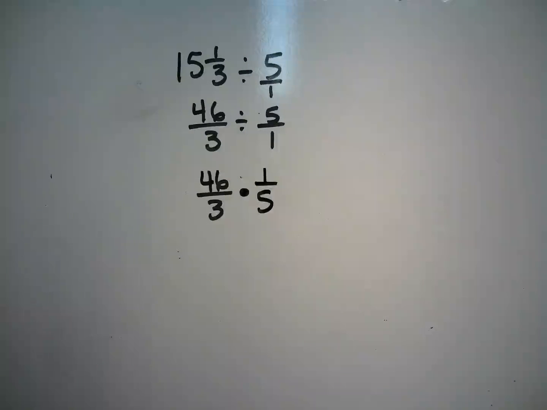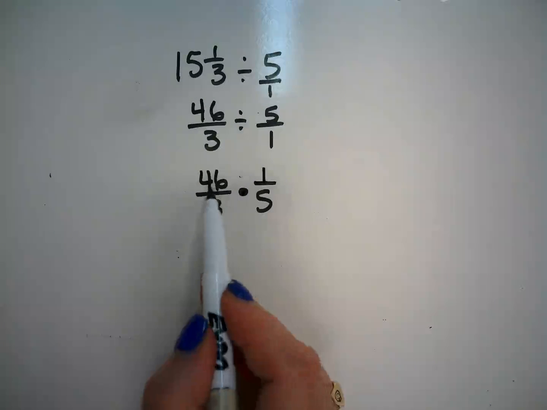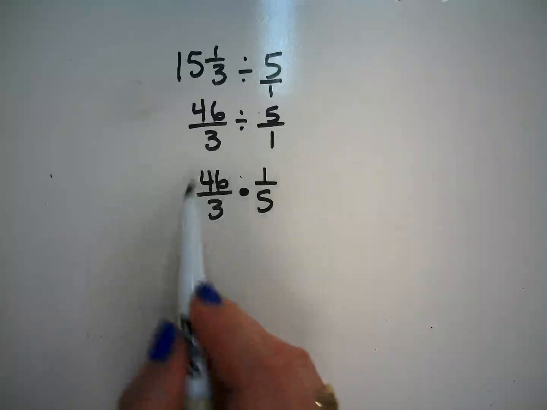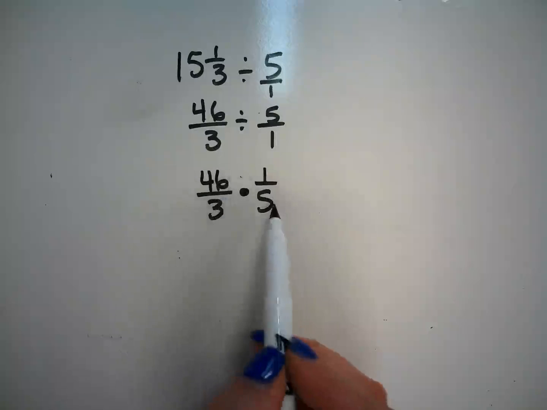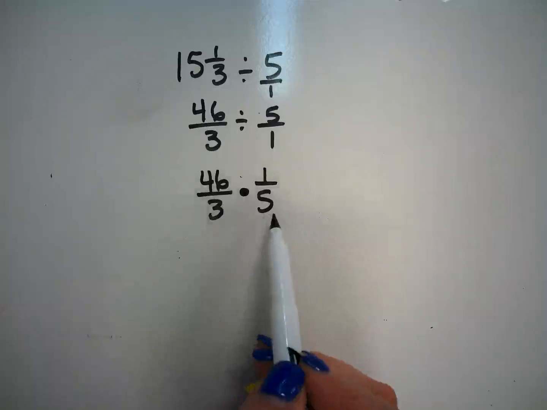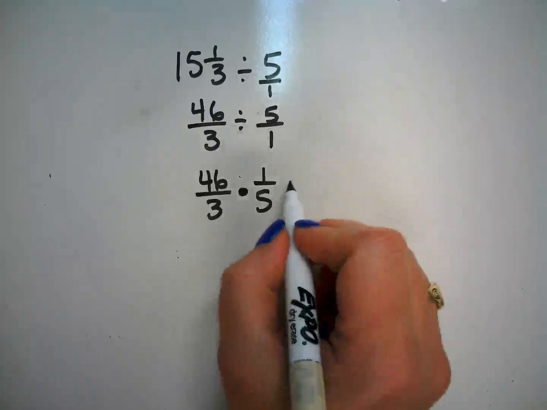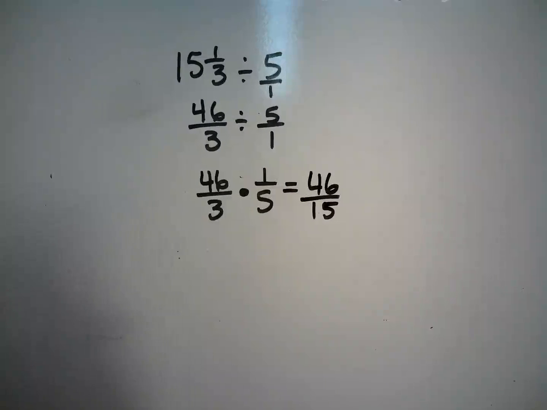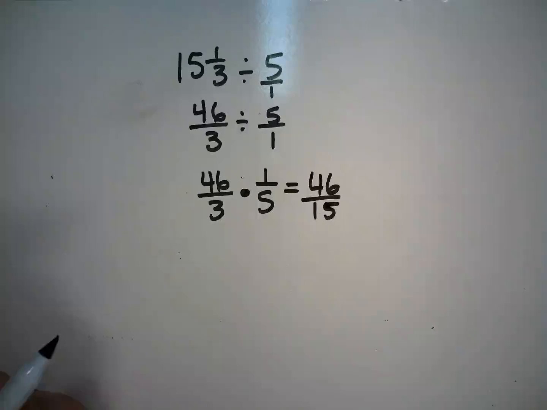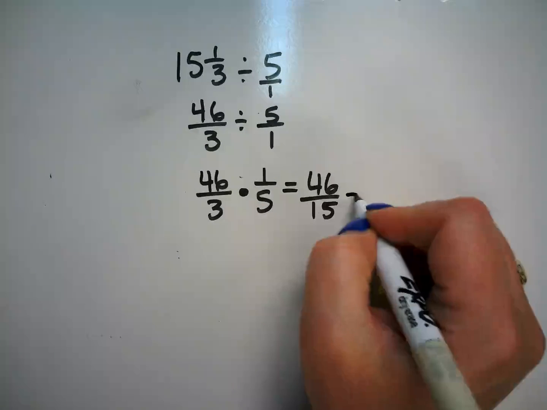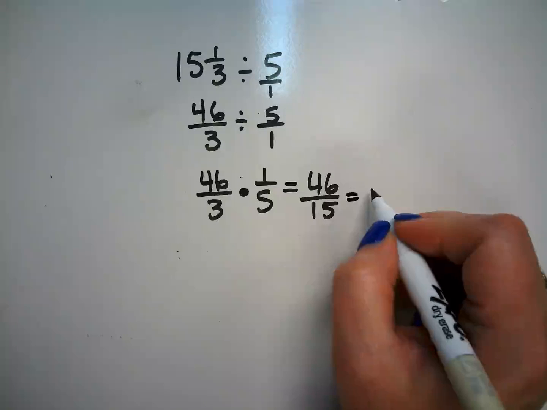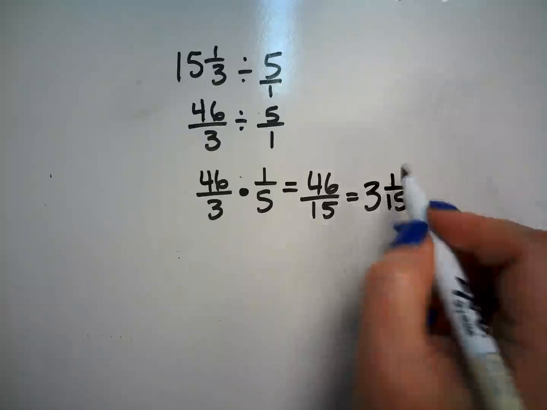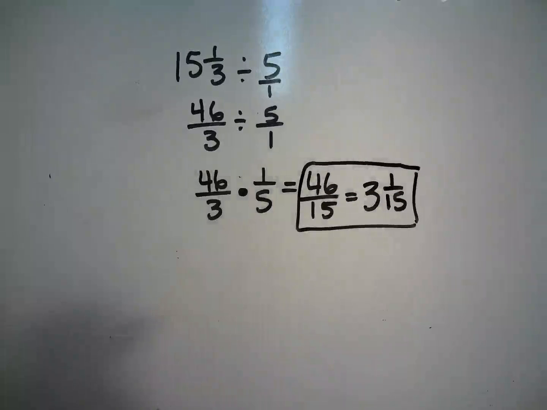Do you see any common factors top to bottom? Well, when you add 4 and 6, you get the number 10, and 10 is not divisible by 3. So 3 and 46 are not compatible. 46 doesn't end in a 5 or a 0, so 46 and 5 are not compatible. So now we just simply multiply across. And that is a perfectly acceptable answer. It's simplified. It's great. If you want to turn it into an improper or a mixed number, 15 goes into 46 3 times with 1 left over when you needed 15 to make another whole. So either of those answers is acceptable.